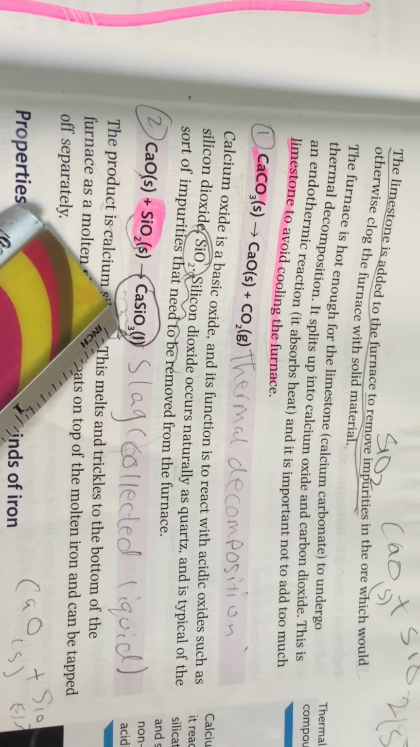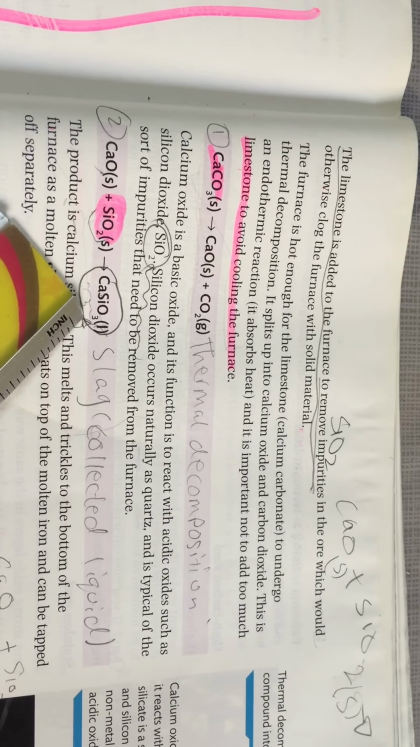The calcium carbonate, by thermal decomposition in the blast furnace, splits into metal oxide, as regular thermal decomposition for carbonates, calcium oxide and carbon dioxide. Okay? So by thermal decomposition, limestone, calcium carbonate, splits into calcium oxide and carbon dioxide. Calcium oxide reacts with the silicon dioxide to make calcium silicate.